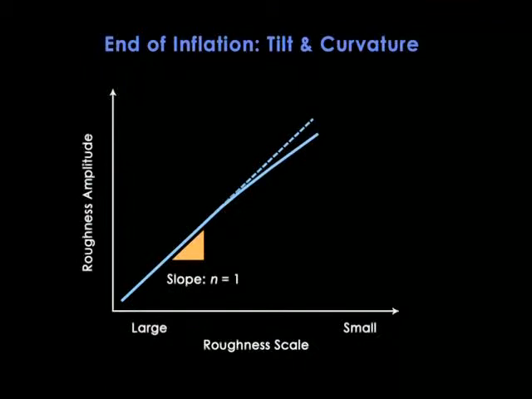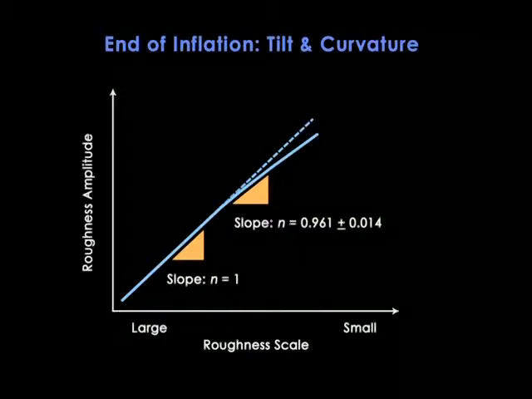And what this does is to introduce what cosmologists call tilt, the fact that the slope is slightly less than 1, and also curvature, the fact that the slope curves more to smaller scales. Now, at the present time, that's 2008, tilt has been found. The slope is 0.961 plus or minus 0.014, but curvature hasn't yet been seen.